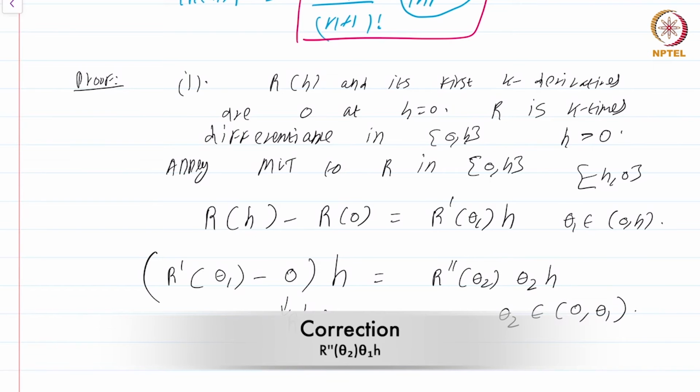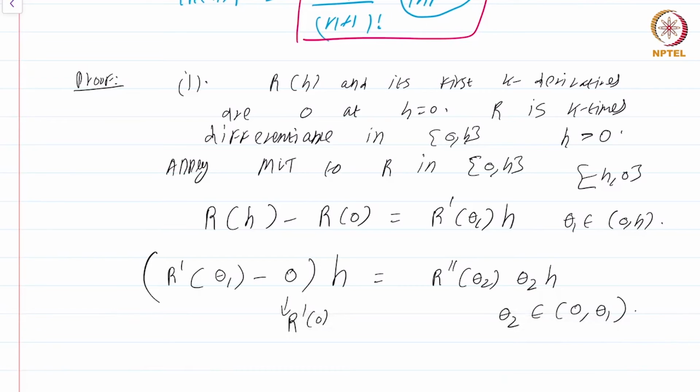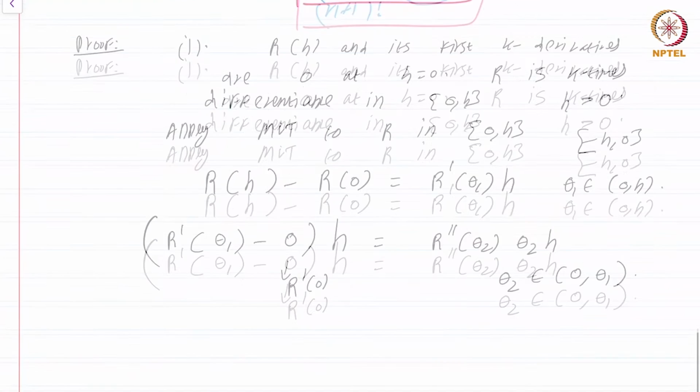Now note, we know that the function R is k times differentiable in the closed interval [0, h]. But we cannot apply the mean value theorem k times on this closed interval simply because we do not know whether the kth derivative of R is continuous in the closed interval [0, h]. That is unknown to us, because we are just assuming kth order differentiability of the function f in the open interval (a, b). So we cannot apply the mean value theorem k times, but we can apply it k minus 1 times.